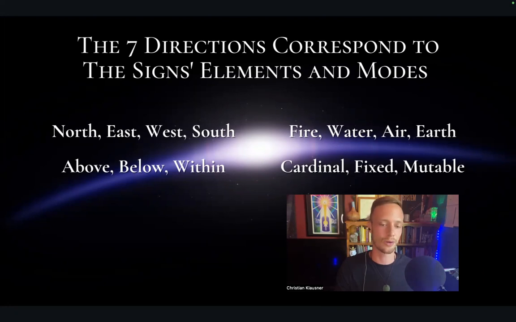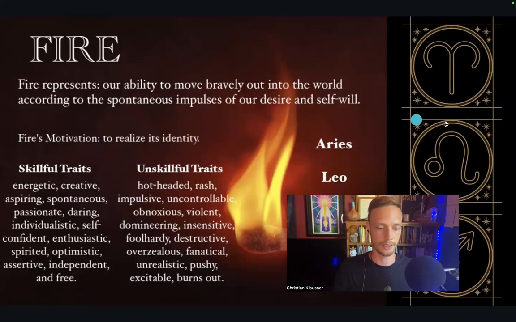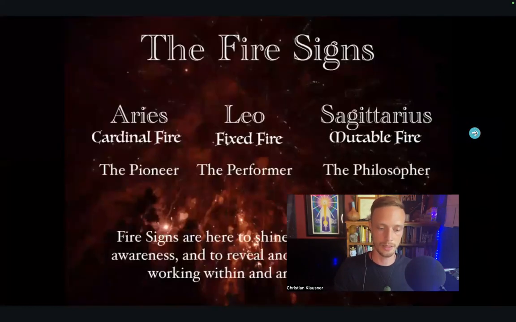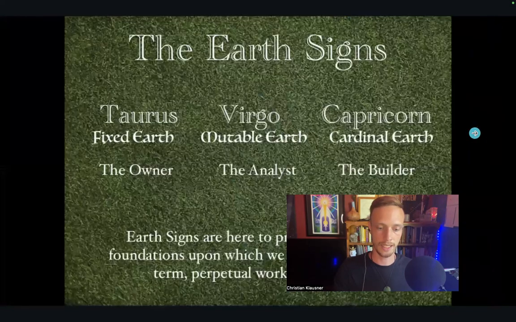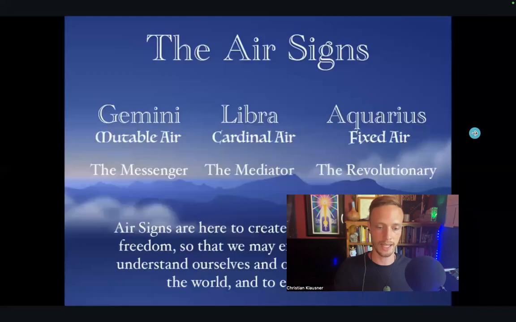There's a lot of other interesting things we can get into as far as symbology. Northeast, southwest, it does correspond to the 4 elements. Cardinal, fixed, immutable also relate to the other directions, which are above, below, and within. Very, very interesting stuff. And then we can get even more into the elements, but I think maybe we could save that for another day.